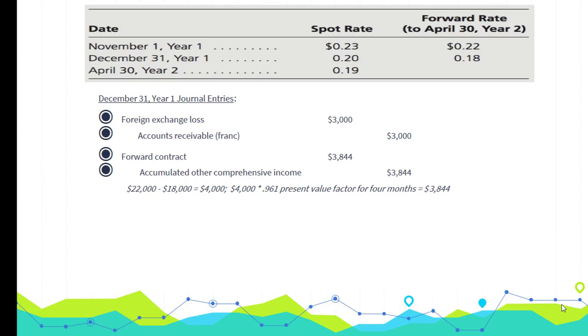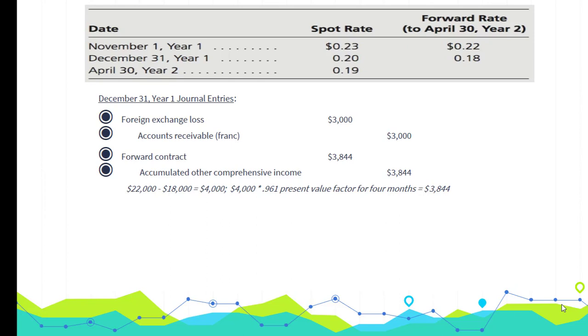So we take the nominal value of the forward contract, that's the future value of $4,000, and we translate that into present value terms by multiplying by 0.961. So the forward contract carrying value as an asset is reported as $3,844, and the credit, which is the offset to that, is to accumulated other comprehensive income for $3,844. And that represents deferment of the gain on the forward contract.